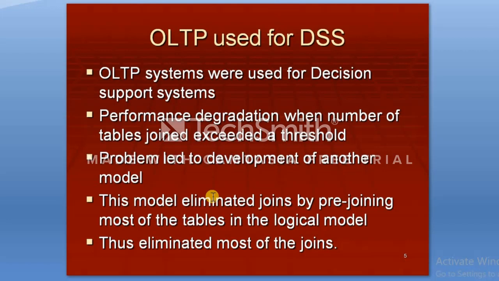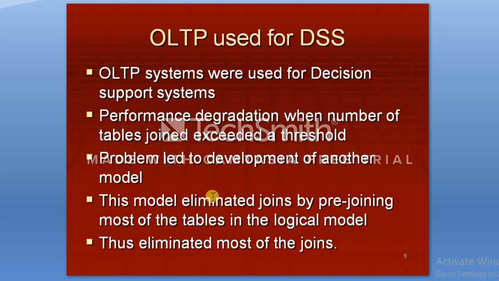So that problem led us to another model that was good for the decision support system. In that model, we looked at the problem. The problem was the number of tables, and we have to join those tables. So in another model, the dimensional model, we pre-joined multiple tables before the execution of a query.